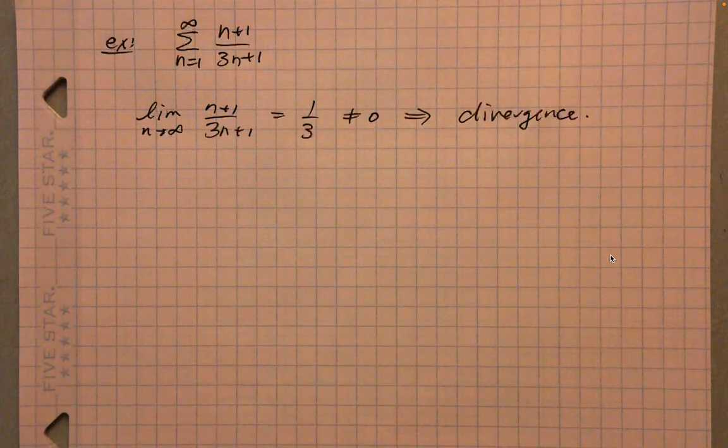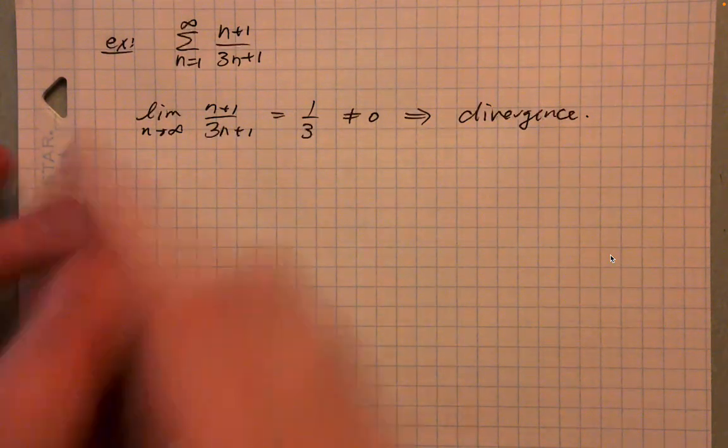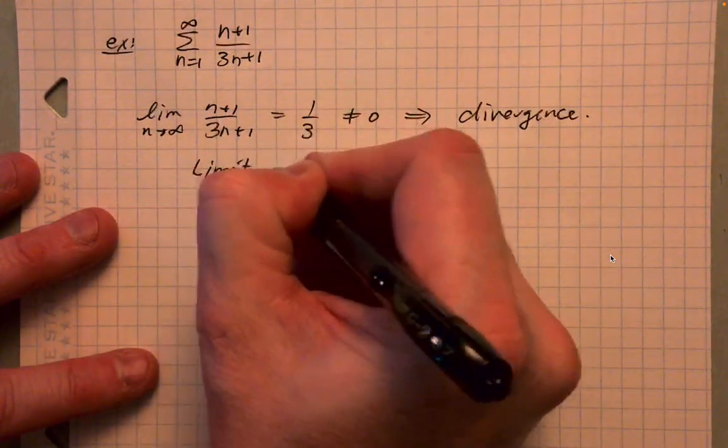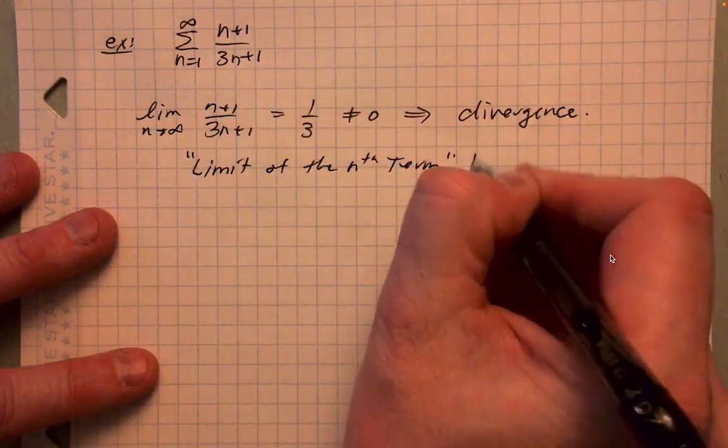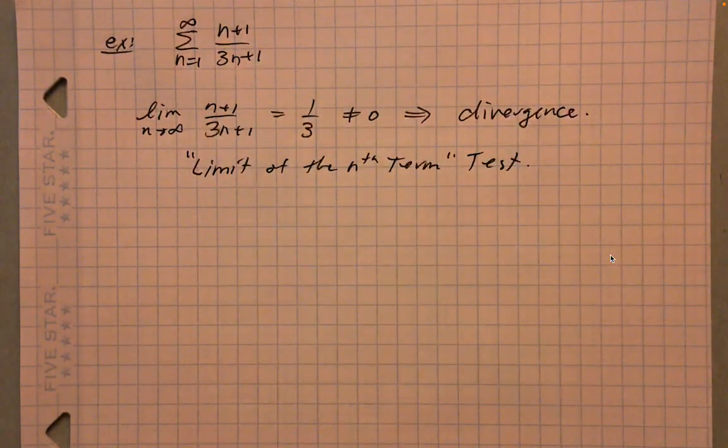I think it's one of the first ones we learned. I can't recall if we actually called it that, but it was one of the first sections where we talked about these, and this was one of the first theorems we had. I believe we called it something like the nth term. I'm looking back right now. Yeah, limit of the nth term. So this is the limit of the nth term test. Real simple, easy to see.